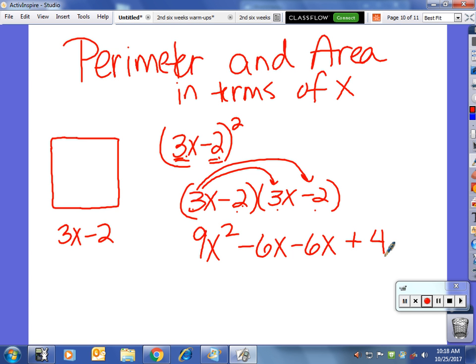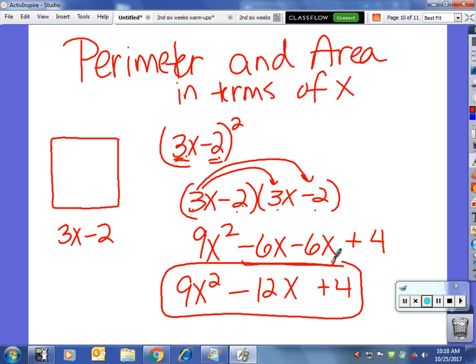Now before I write my final answer though, I got to combine the like terms. So this would be now 9x squared minus 12x plus 4, and that's my area in terms of x. Okay, so that was area. Always make sure you label area.